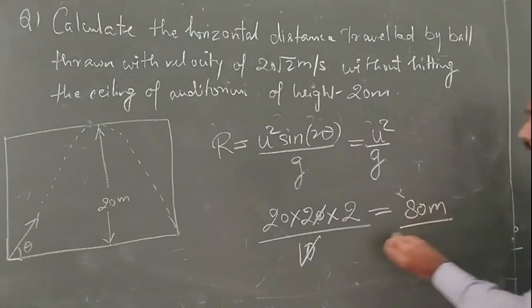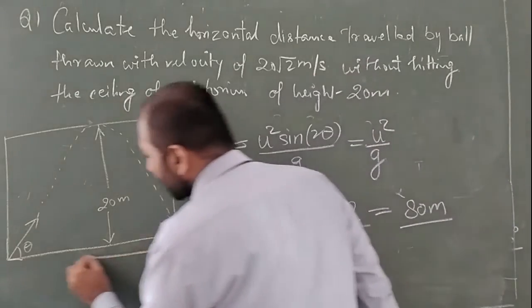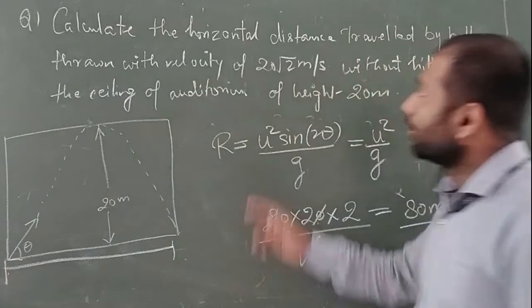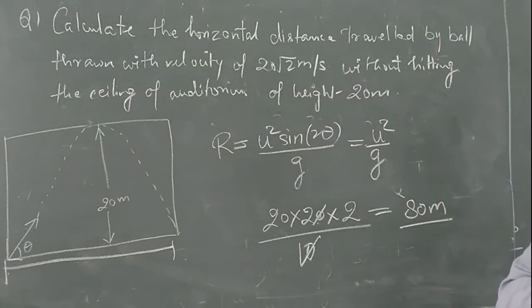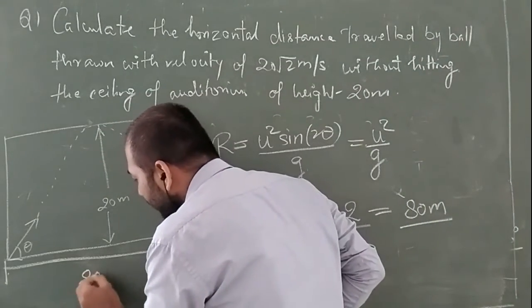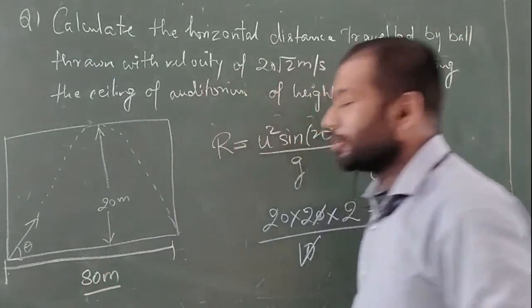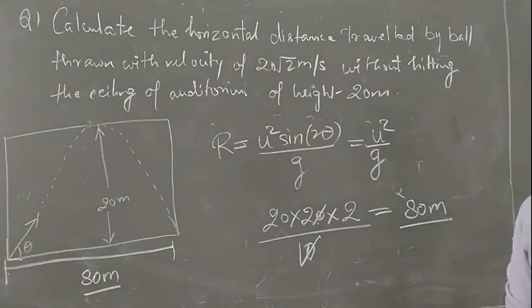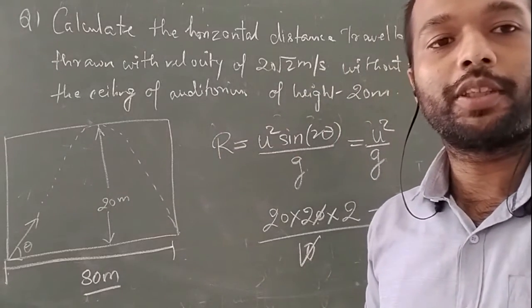So what is 80 meters? That will be the horizontal distance that the projectile will cover without hitting the ceiling. Okay, so this is 80 meters. I hope this numerical is also clear to all of you. Okay, so let's move to the next part.